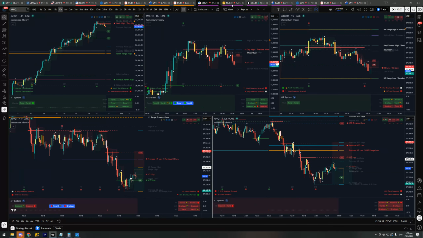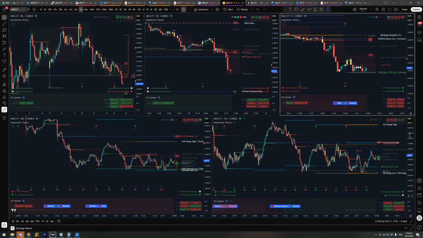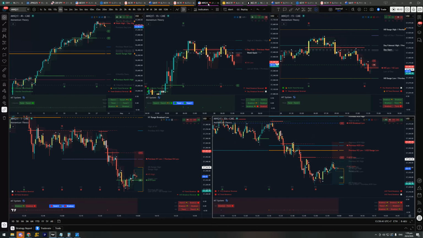Okay, so I'm switching over to NAS. Gold's not doing anything, getting stuck in a range here. Want to see it break out. So I'm going to set some alerts on gold and move on to NAS.